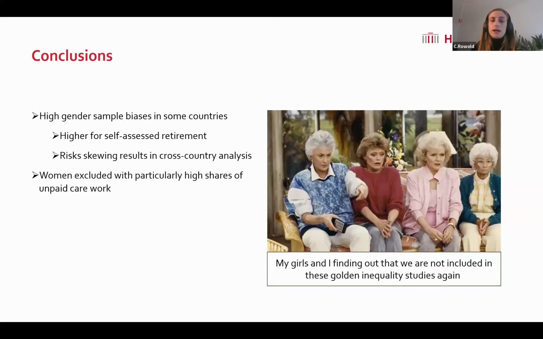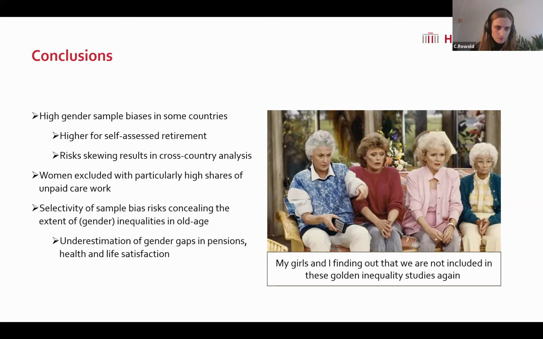Women are excluded with particularly high shares of unpaid care work, which I didn't show. Also, men and women both with higher shares of experiences of being disabled or sick or unemployed were also excluded or had higher risk of being excluded. So this really makes the sample quite selective. And then this obviously risks concealing the extent of inequalities, as I've shown here, gender pension inequalities in old age. I also see a similar pattern for health and life satisfaction and gender gaps, though the level of underestimation is a bit lower there.